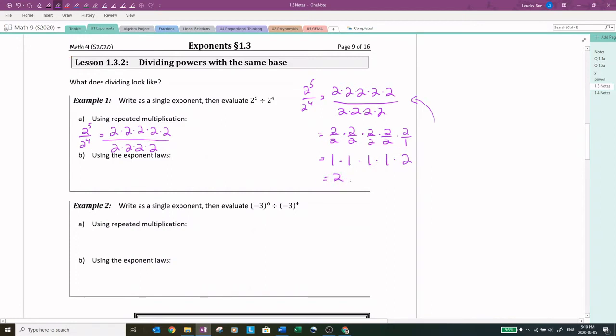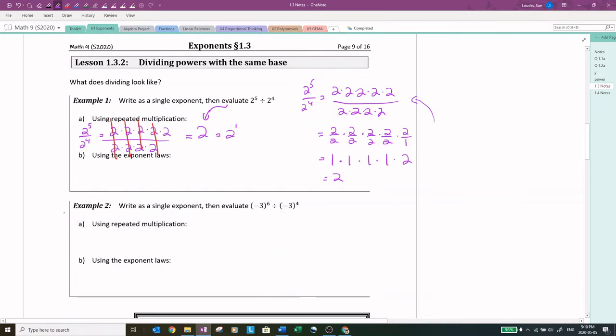Okay, that's the long way of doing it. The short way, the way that you will do it, because you're never going to write all that out, is you just go, oh, those cancel, those cancel, those cancel, those cancel, and I'm left with just 2. So that's my answer. It's a single exponent, and evaluate. You could put 2 to the 1 if you wanted to, I'm not going to be fussy about that. But the evaluation has to be just the 2. Okay.